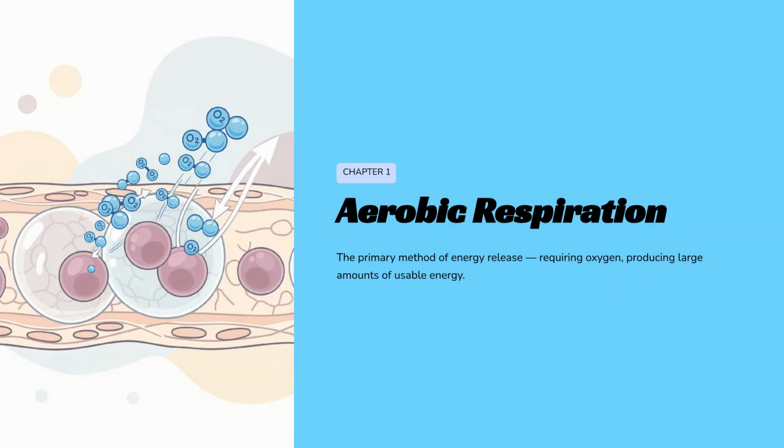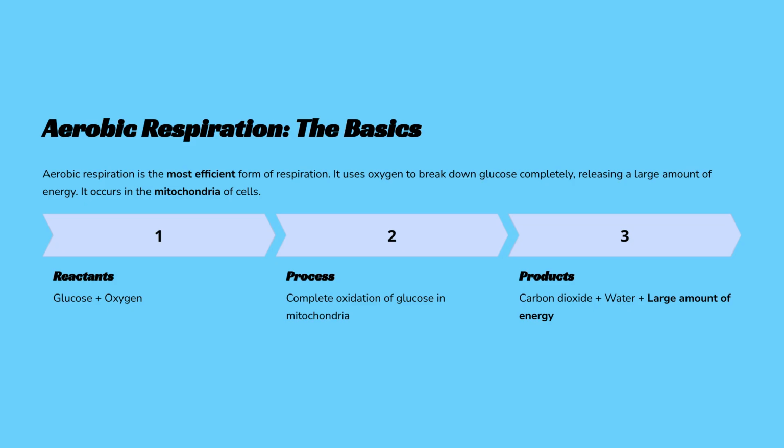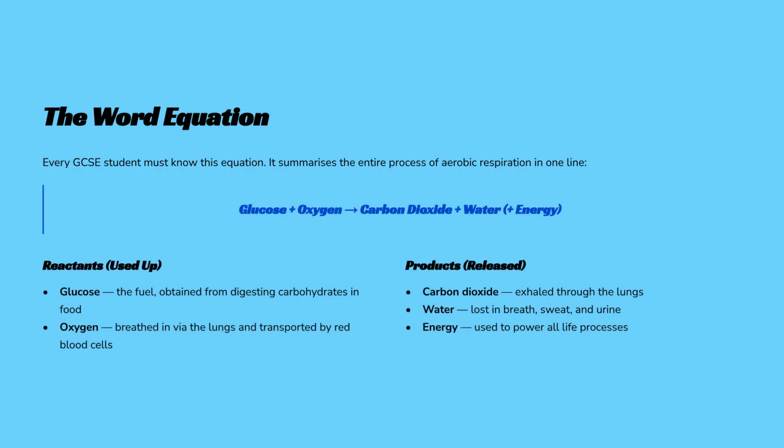We begin with aerobic respiration, the primary and most effective method for releasing energy. This process requires oxygen to function. Aerobic respiration is highly efficient. It occurs in the mitochondria, where glucose and oxygen are used to release a large amount of energy. This is the essential word equation for aerobic respiration. Glucose plus oxygen produces carbon dioxide, water, and energy. It is a fundamental concept for your exams.